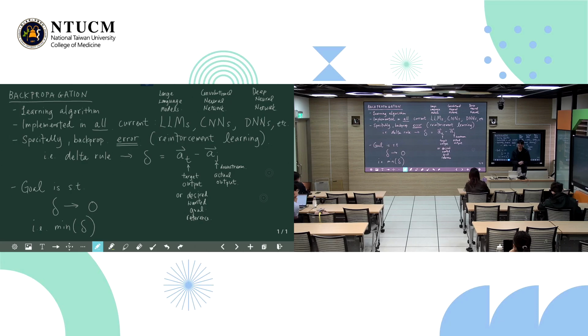That we want the error to essentially be 0, right? And by that, we mean that the output of the network is exactly what we want, correct? And that translates to what we want is to minimize delta. No problem, very easy.